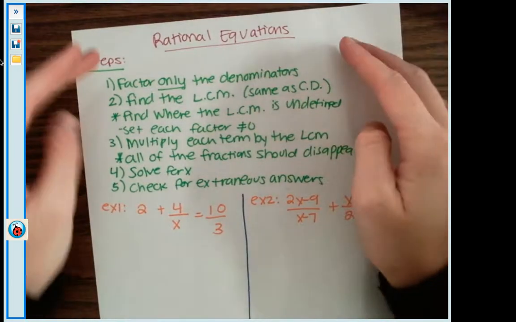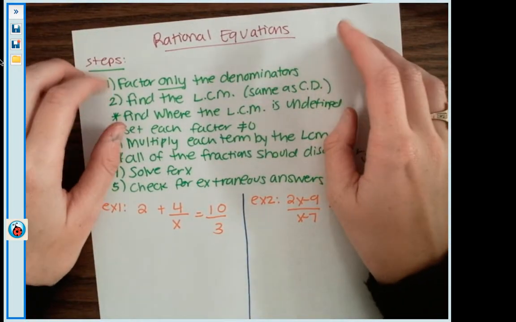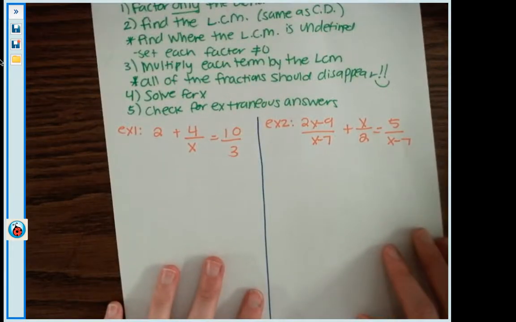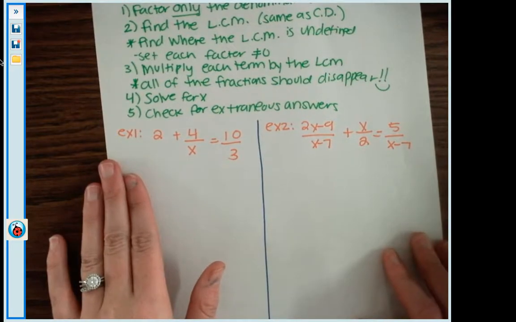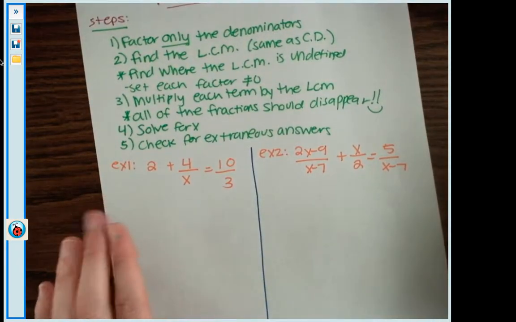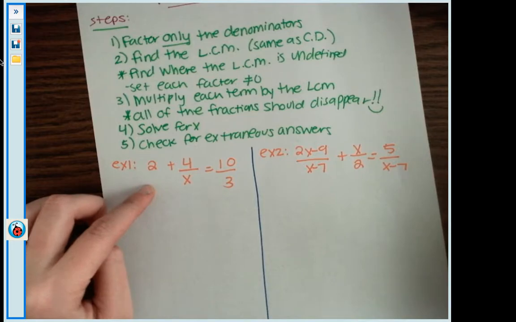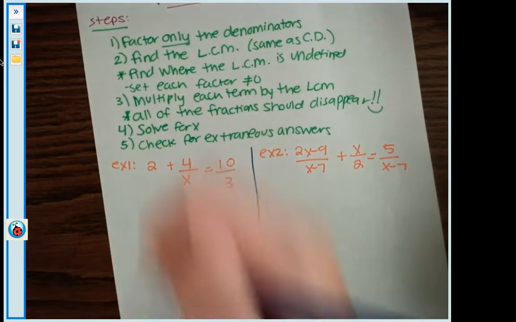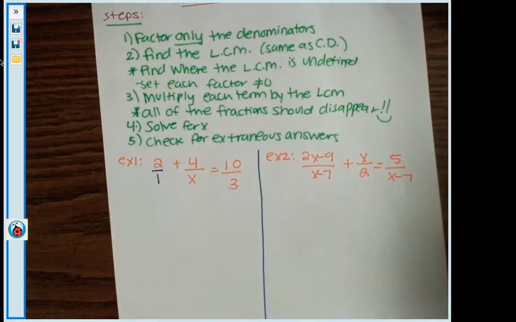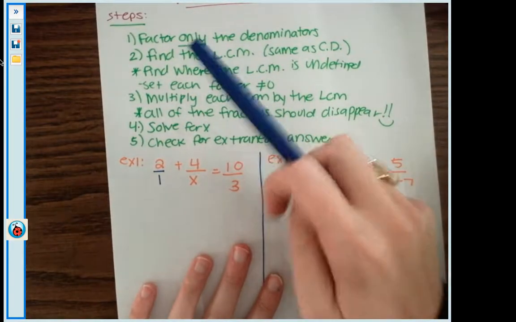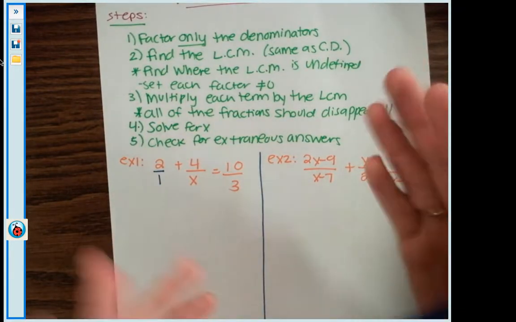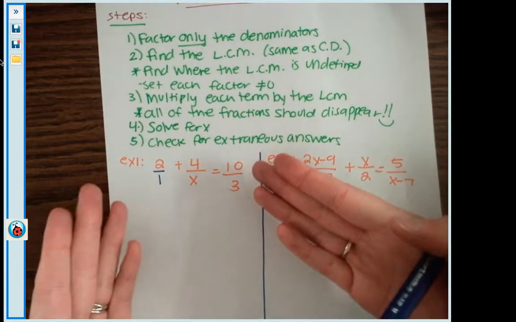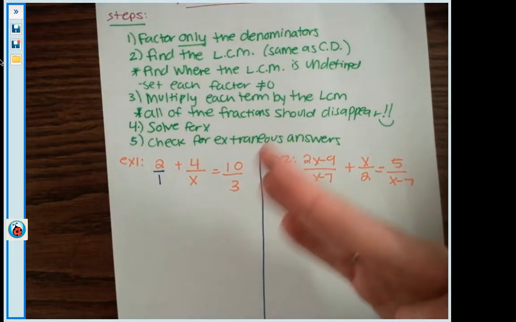So our first step says to factor only our denominators. Let's take a look at this first example. I'm going to make sure all of these have denominators since we're talking about the denominators. For my 2, a denominator is not listed, but 2 is secretly over a 1, so that's like 2 over 1. The first step is to factor our denominators, which, since I only have monomials, you can't really factor, so we're done with that step.